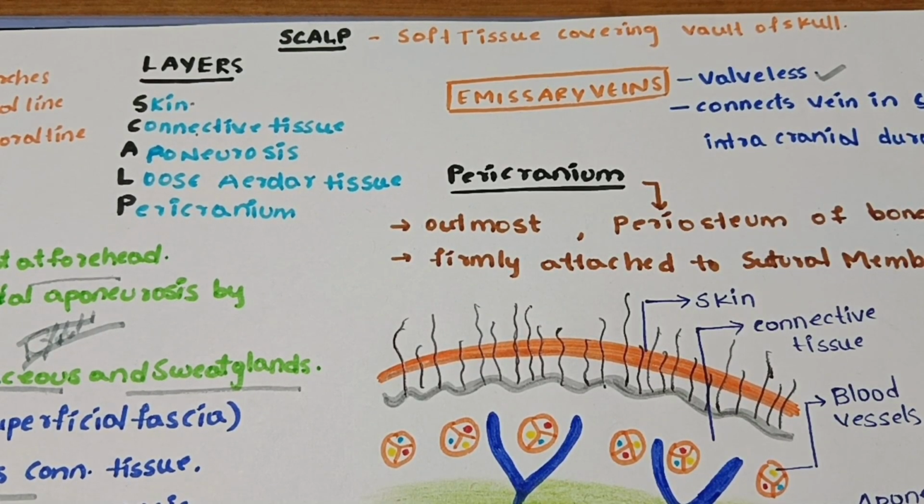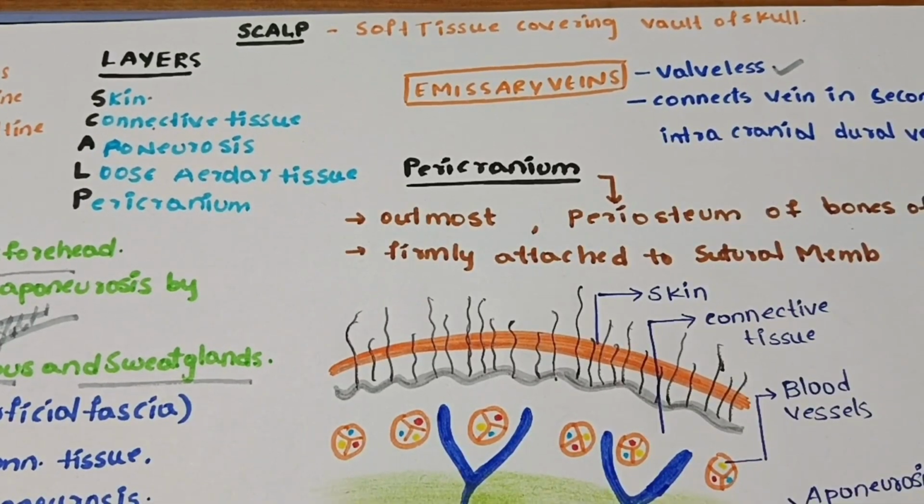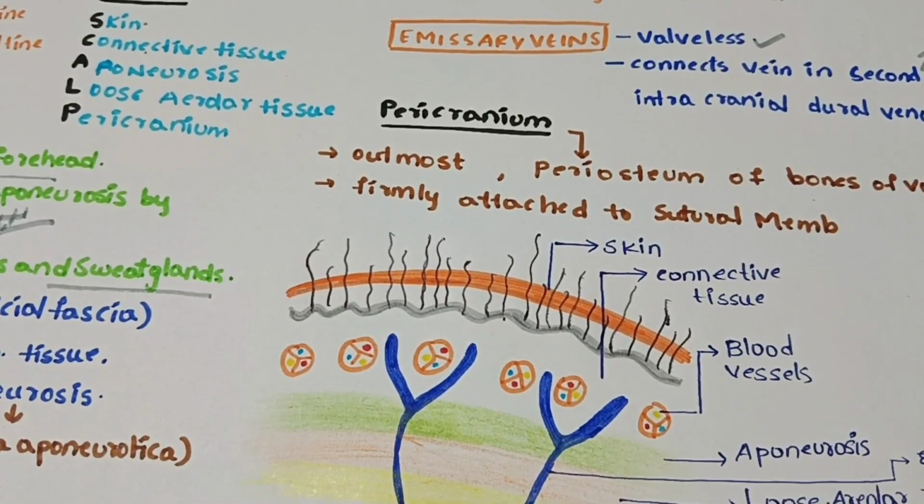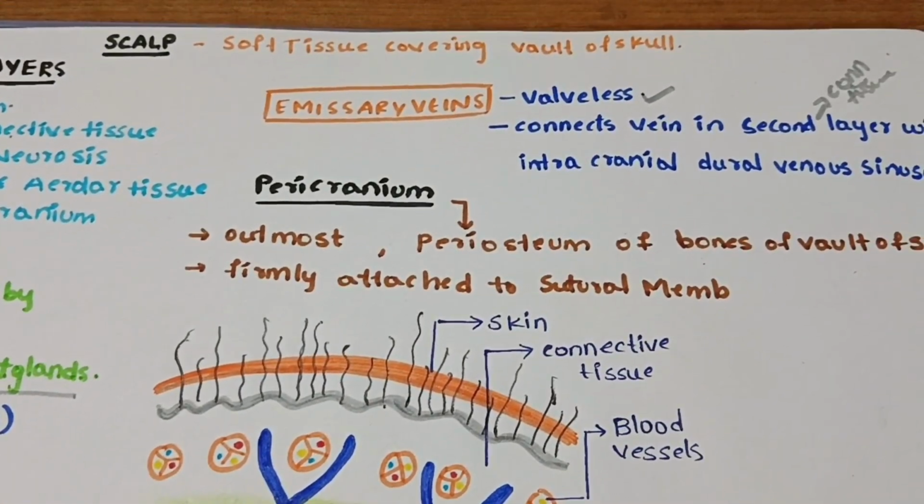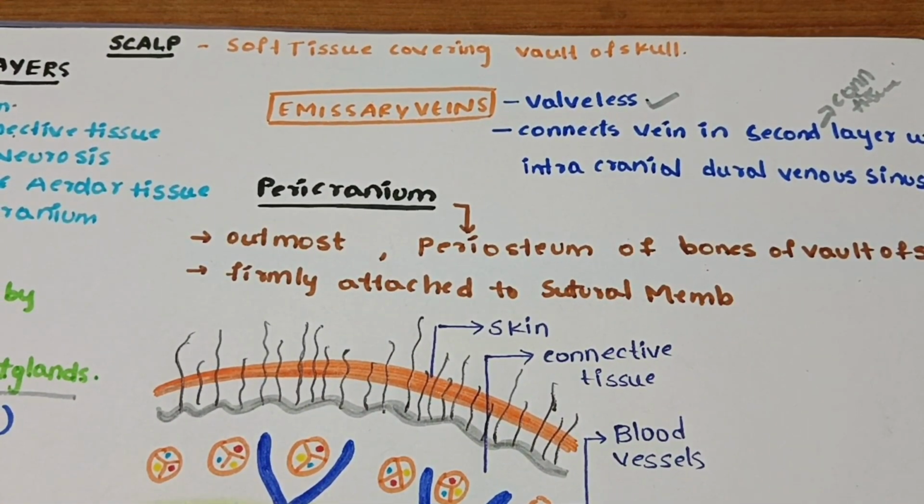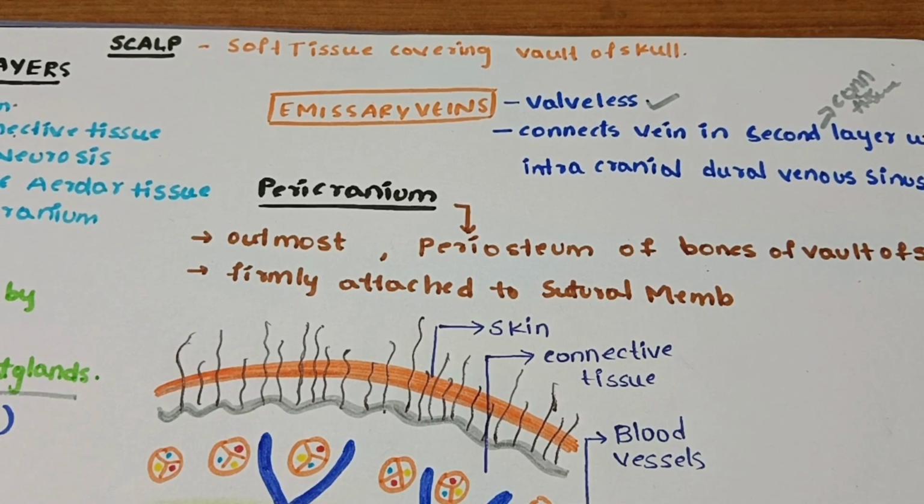What is the second layer? The connective tissue. Yes, the connective tissue is the second layer of the scalp, right? Now, these emissary veins connect the second layer to the intracranial dural venous sinuses.